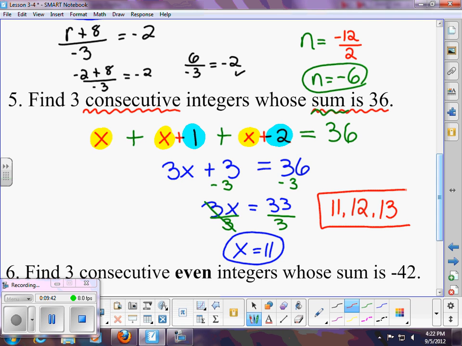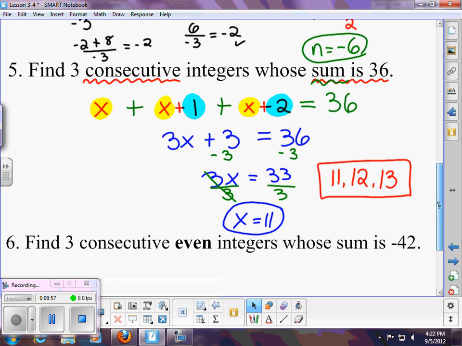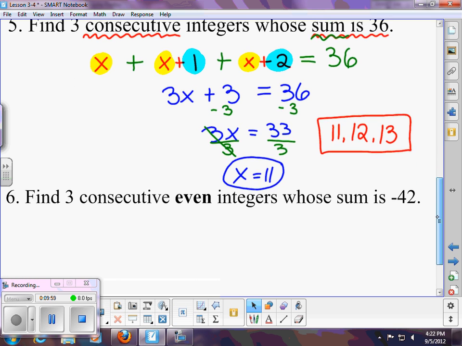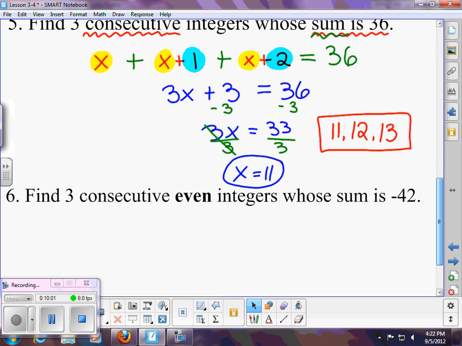And again, I know you could have come up with these numbers just from trial and error and typing some things in your calculator. However, it's the equation we're really concerned about here. You can even double check this. Do 11 plus 12 plus 13 to find out if it actually does equal 36. It does.